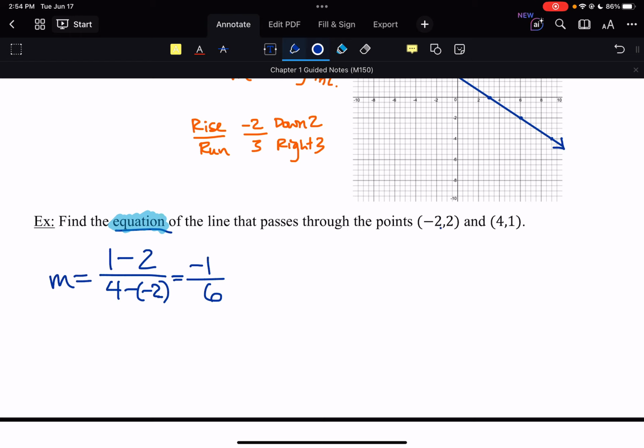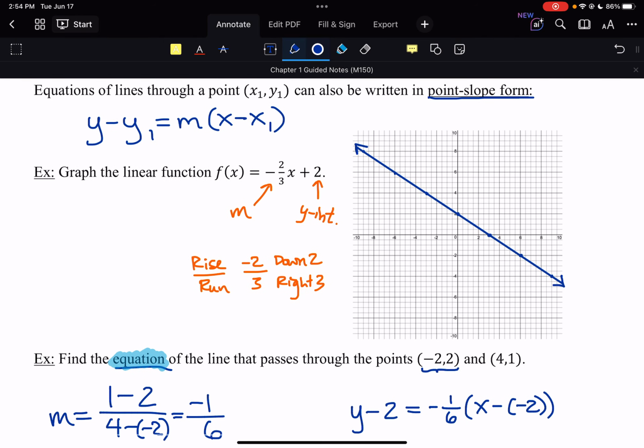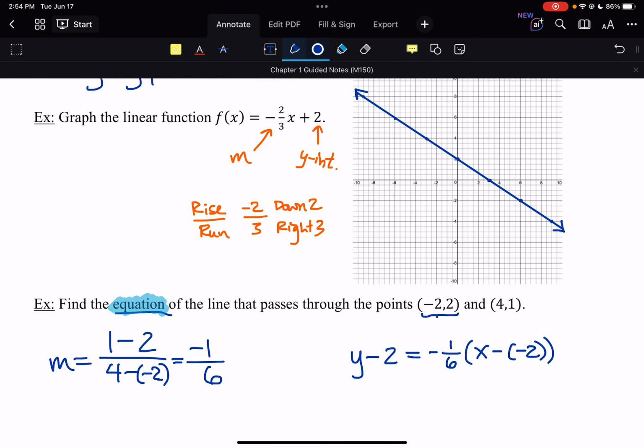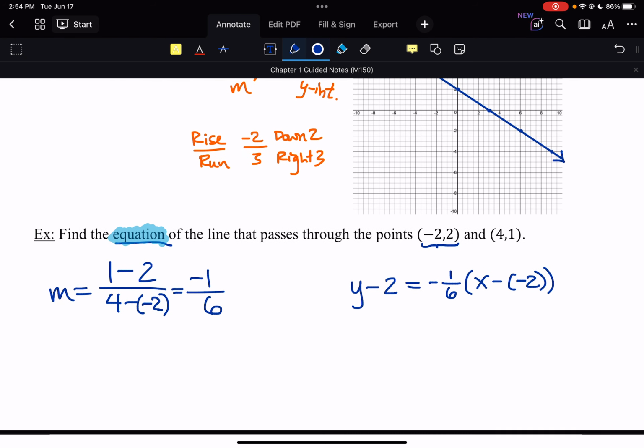So to find the equation now, we can use the slope and either one of the points. I'll go ahead and put it in point slope form. I'll use the first point, the -2, 2. So we'll get y minus 2 equals -1/6 times x minus -2. So this is point slope form. It's the one that was right back up here. And no, it doesn't matter which point you use. Both points will provide the same answer.